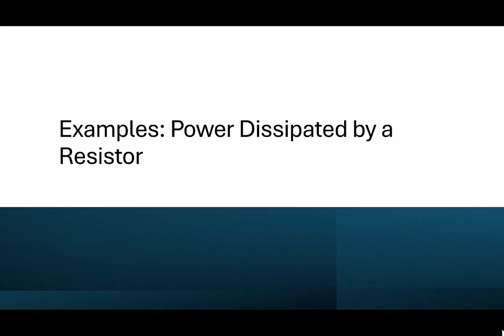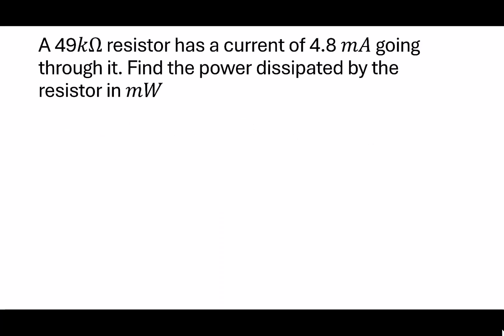Everybody, today I'm going to show you two examples of power dissipated by a resistor. Our first example says a 49 kilo ohm resistor has a current of 4.8 milliamps going through it. We want to find the power dissipated by the resistor and write our answer in milliwatts. We're going to use the formula P equals I squared R.